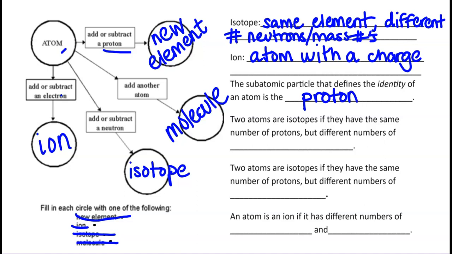Two atoms are isotopes if they have the same number of protons but different numbers of what? So we can refer back. If we add or subtract a neutron, we form an isotope. So they must have different numbers of neutrons.